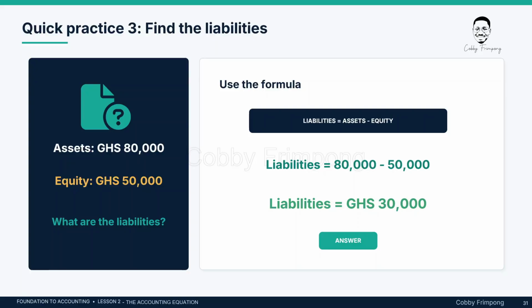Example 3. Find the liabilities. A business has assets of 80,000 Ghana cedis and equity of 50,000 Ghana cedis. Liabilities equal assets minus equity. 80,000 minus 50,000 equals 30,000. The liabilities are 30,000 Ghana cedis.